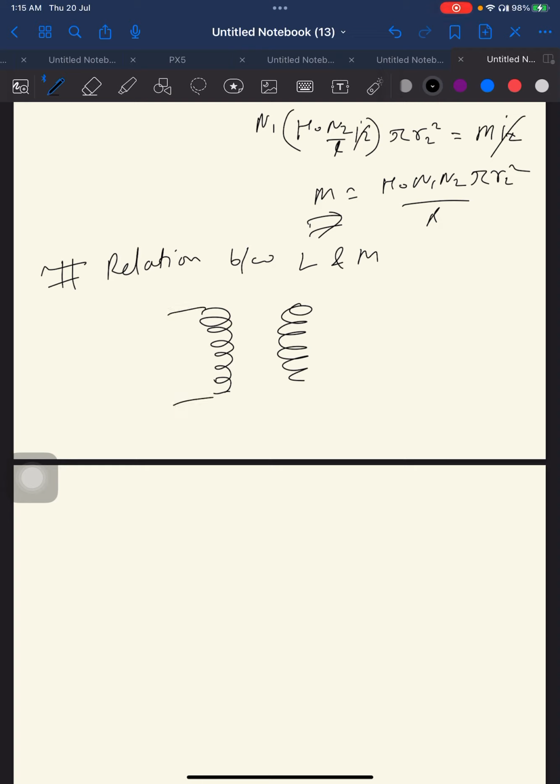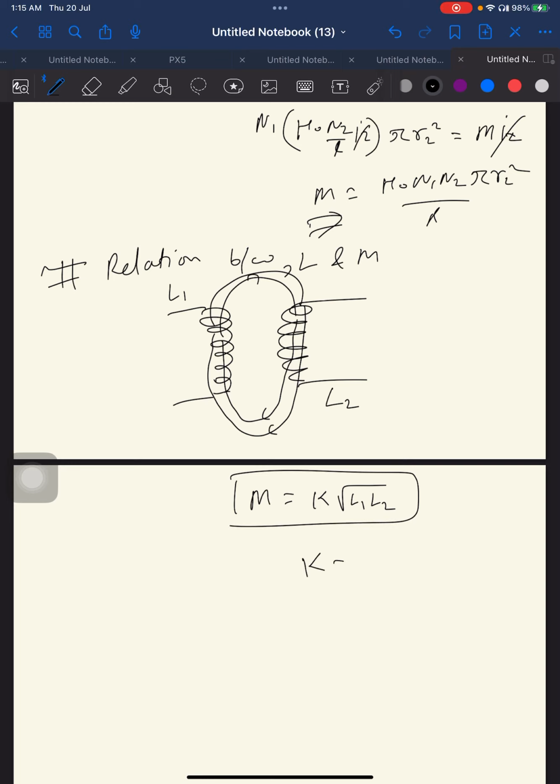This coil has L1 self inductance, and this coil has L2 self inductance. Because of these coils, there will be some interlinking fluxes between them. One coil produces a magnetic field, and some of the flux is going to link with the other coil. Because of this linking, some mutual inductance comes, and we write mutual inductance M equal to K times root L1 L2. This is a formula where K is called the coupling constant.